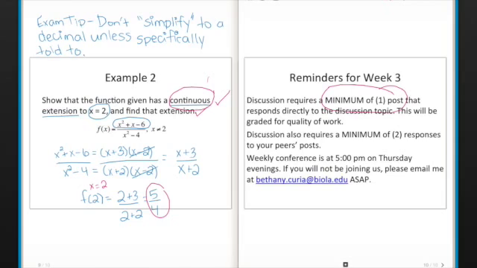So that's it for the explanations I have. If you guys need any additional help, please let me know.